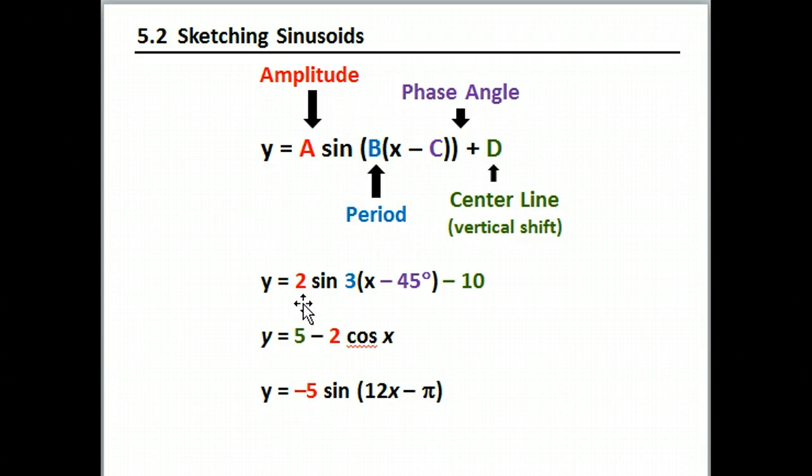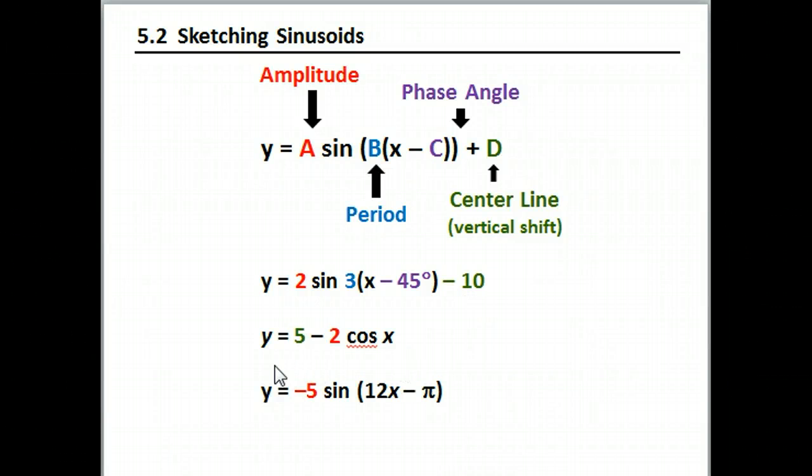You will notice that our amplitude for this first equation is 2. It is a sine curve. It is a positive sine curve because the 2 is positive. And the period is 3. And the phase angle will be a positive 45 degrees. Even though it says x minus 45 degrees, the angle is then always positive, or the opposite. If this is a negative, it's a positive. And our center line, our vertical shift, is at negative 10.